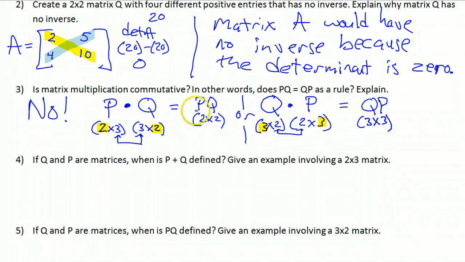So the product would be a 3 by 3 matrix. Without knowing the actual entries, if I do P times Q, I'm going to get a 2 by 2 matrix. If I do Q times P, I get a 3 by 3 matrix. They're not even the same dimensions, so there's no possible way that they could be the same answer. So that's proof that matrix multiplication is not commutative.